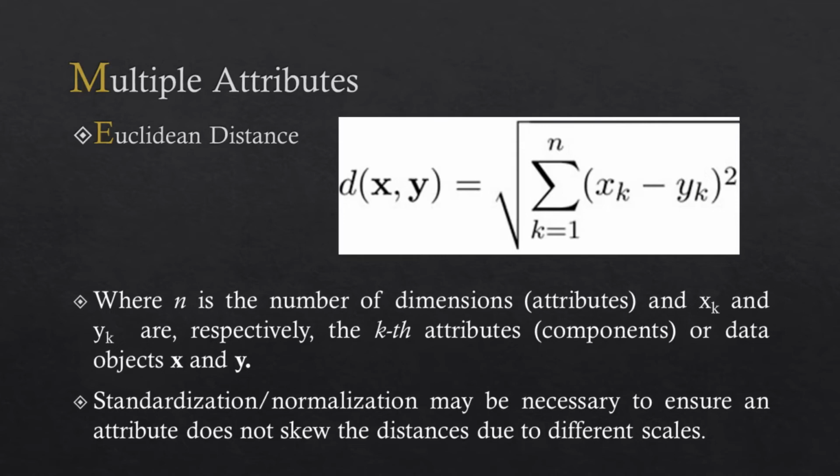Standardization or normalization may be necessary to ensure an attribute does not skew the distance due to different scales. Kaya mahalagang gawing standard yung mga values kung ito ay nasa iba't ibang scale, like the value ay naka-centimeter, millimeter o meter. Kaya dapat natin itong i-convert sa isang single unit para maging balance or not skew the distances.